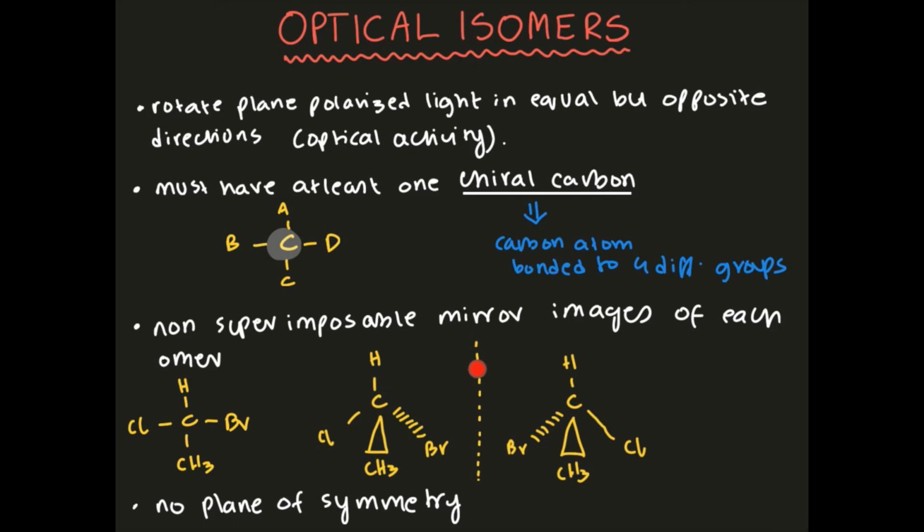Now, what you're supposed to do is make a dotted line over here, which represents a mirror, and you're going to reflect this compound. So this bromine is going to come over here, and this chlorine is going to come over here. The carbon, hydrogen, and methyl group are going to stay in the same position. So this is the diagram for the non-superimposable mirror images that you can have. One important thing to note is that these isomers do not have any plane of symmetry.